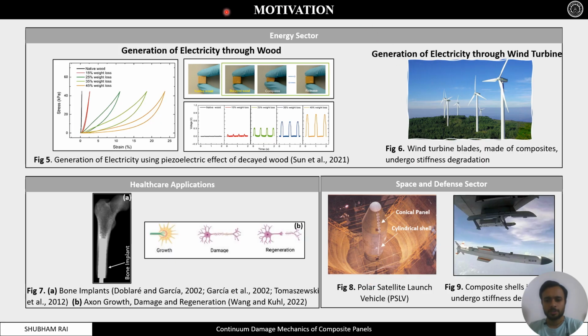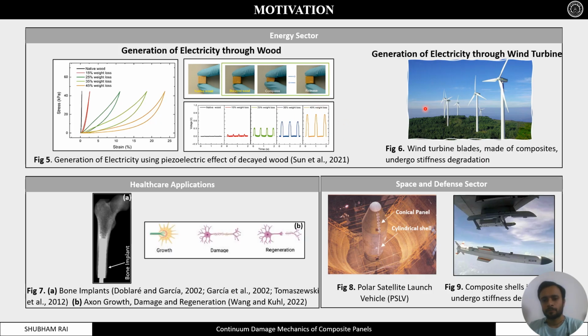These are the motivations behind damage modeling of various materials. Various materials undergo stiffness degradation upon loading and unloading. Here is the example of electricity generation through wood by the piezoelectric effect. The wood is also undergoing stiffness degradation, which is increasing its elastic compressibility and therefore increasing its output for the piezoelectric effect.